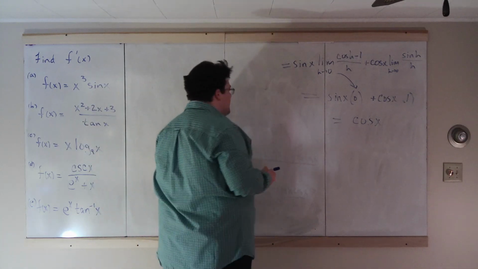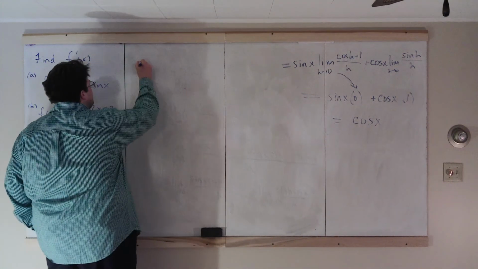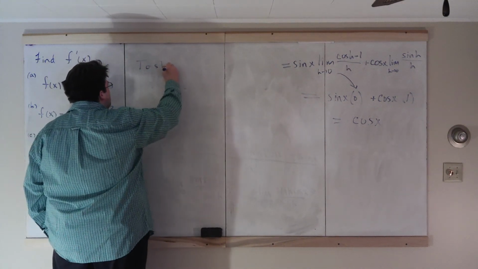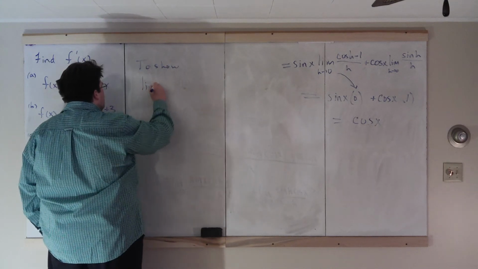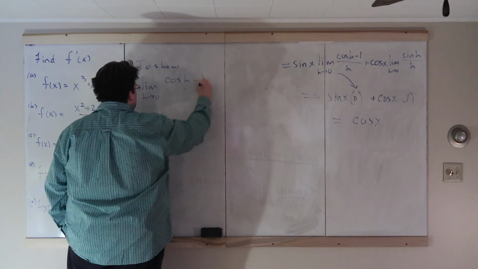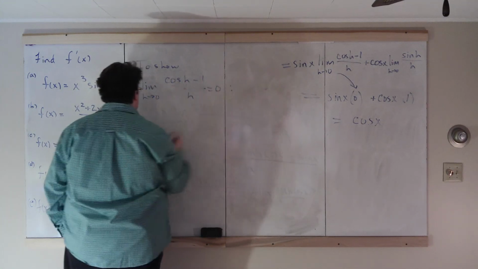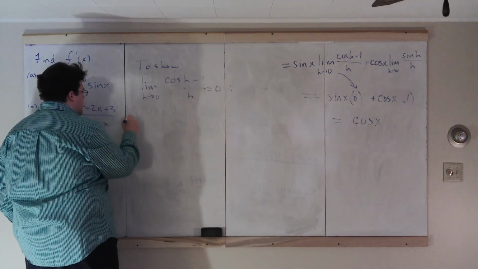So that proof is technically not complete without this, so let's complete the proof. To show the limit as h approaches 0 of cosine h minus 1 over h equals 0, what we're going to do is take this limit.